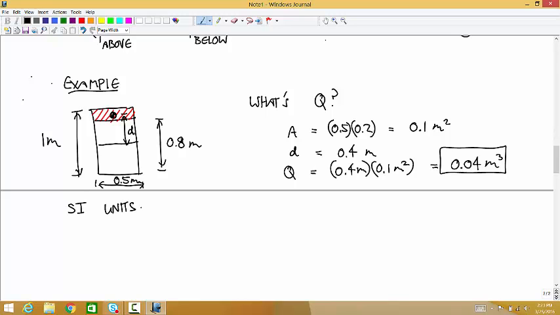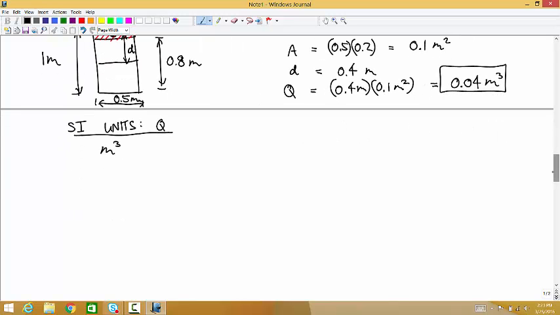So SI units for Q are always going to be meters cubed. Okay, so that's the only new mathematical thing we need. And now we can talk about calculating the stress due to shear force.